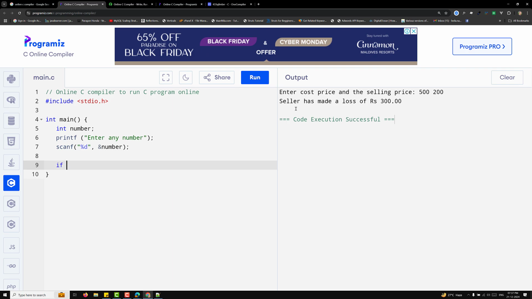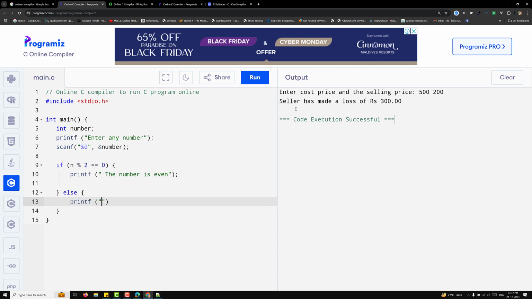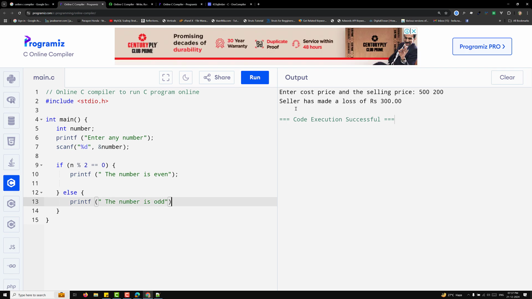Now what I will try to do: if n mod 2 is equal to equal to 0, so if it is 0, then I can do printf the number is even. So this is an even number. And else, if it is not, then I can do printf the number is odd. That's it. So this is how we will write it to find an even or odd number. Here you can use return 0 so that it is a success case.